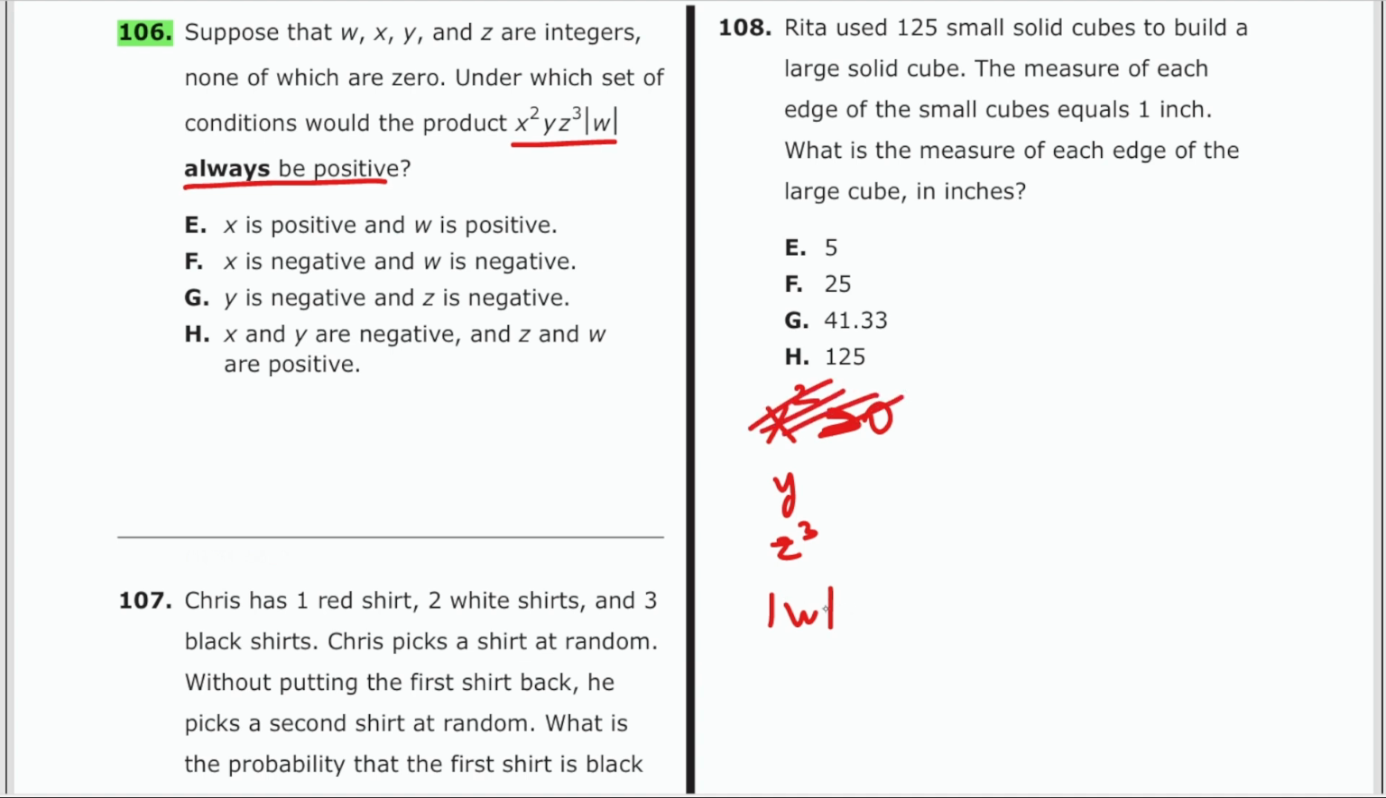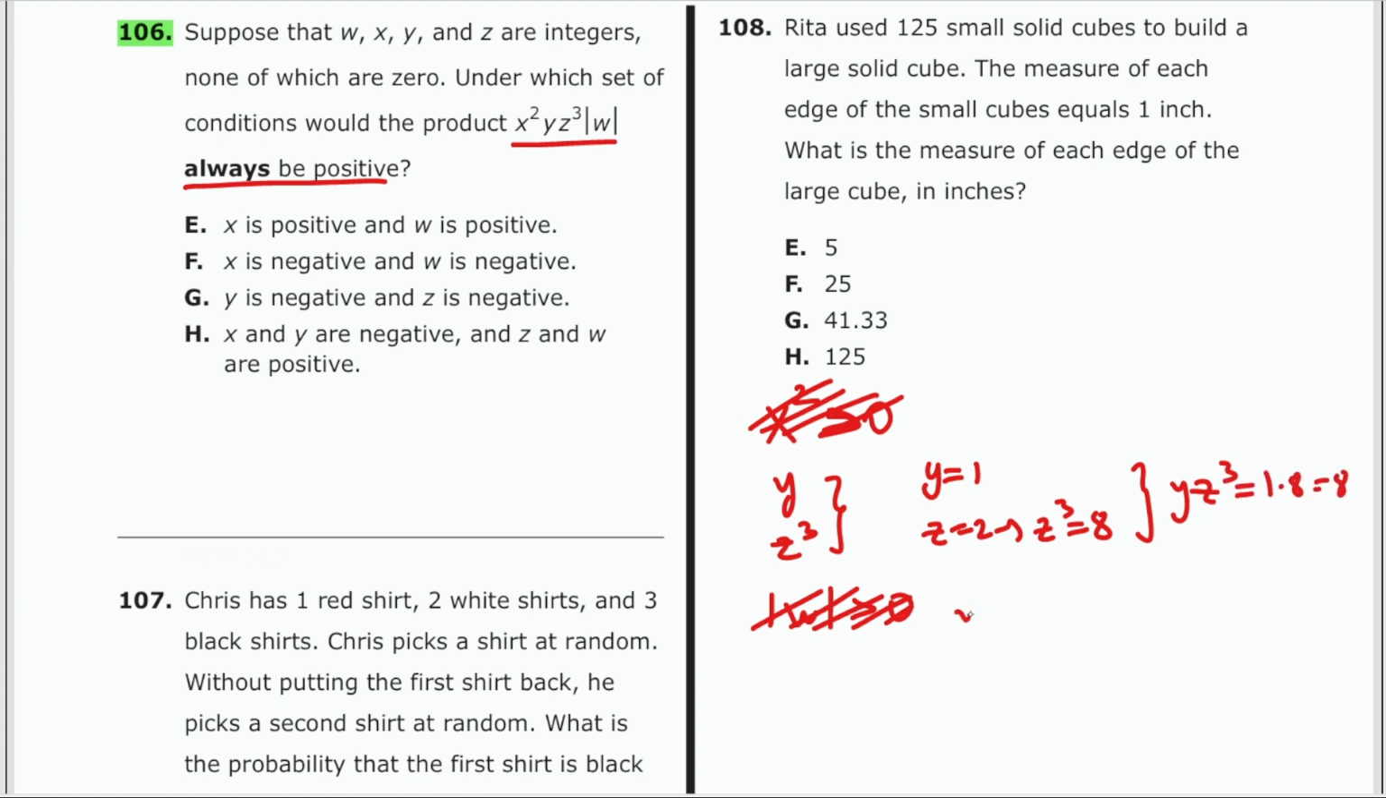Same thing with absolute value of w. It's always greater than 0. So we can x out of it as well. So now it's between y and z cubed. Here's the thing. Let's assume y is equal to 1 and z is equal to 2. Then it's going to work, right? Because y is equal to 1 and then z cubed is equal to 8. So therefore, y z cubed is positive. It's 1 times 8 is 8.